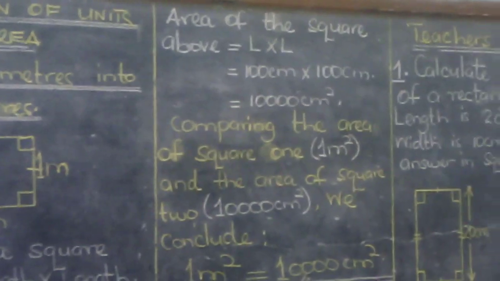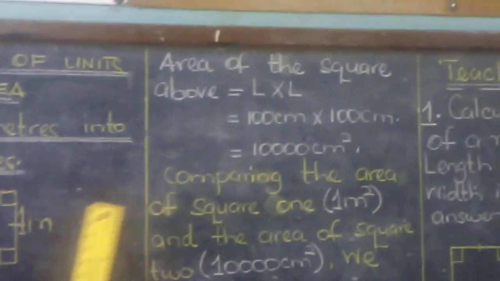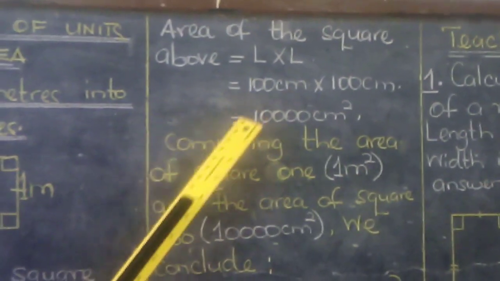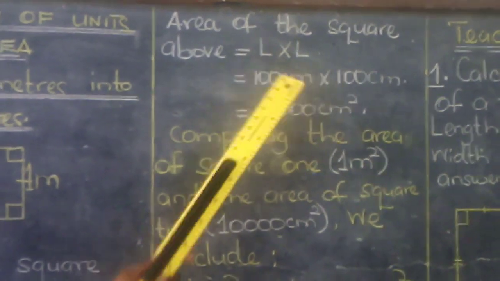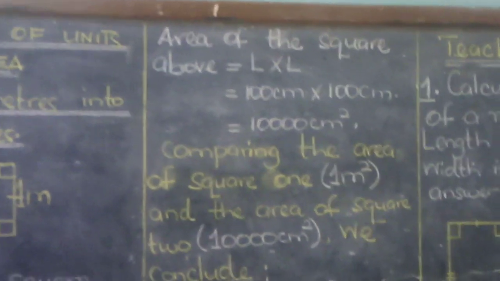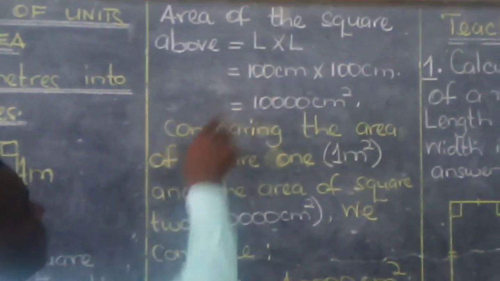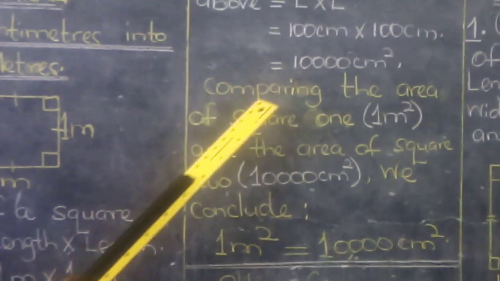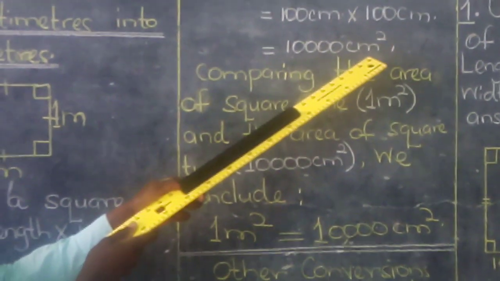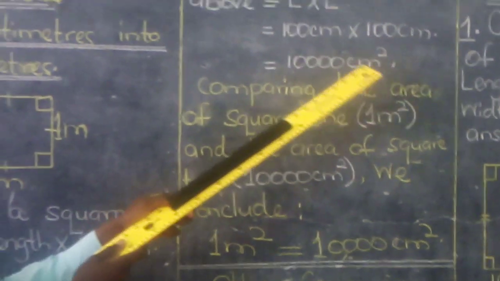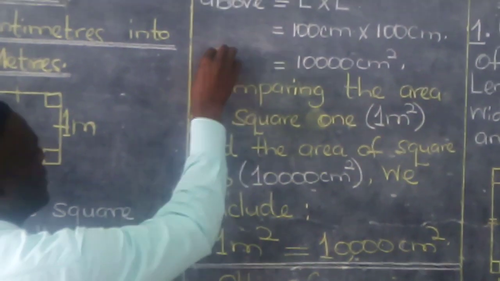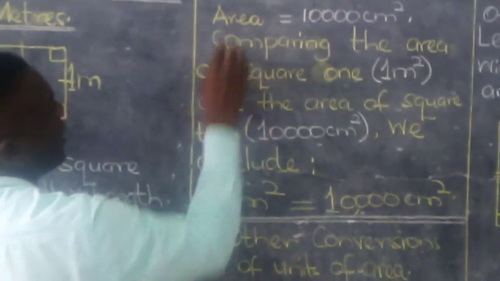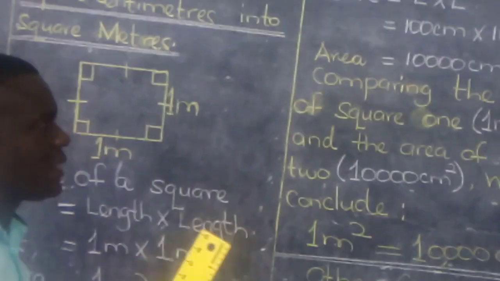Now, we want to find the area of the same square. So the area of the square above is length times length, just like we did in the former one. And so here the length is 100 centimeters, equivalent to 1 meter. So 100 multiplied by 100, boys and girls, would be 10,000 square centimeters. So we say that area here would be 10,000 square centimeters.